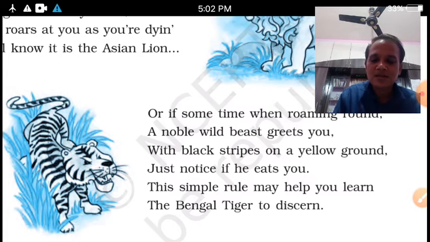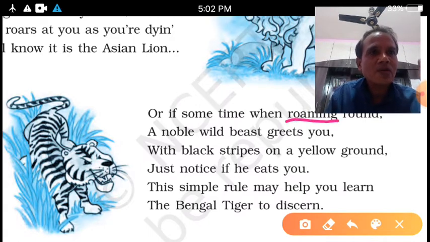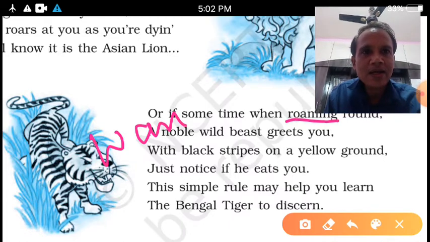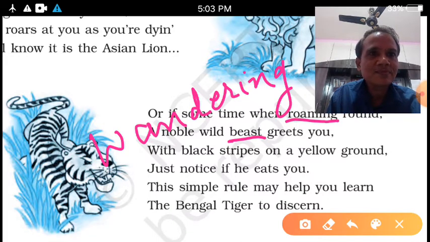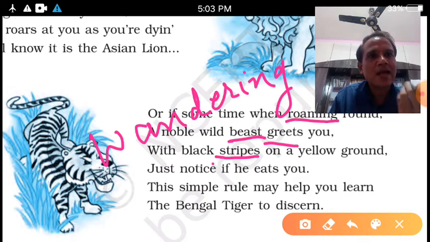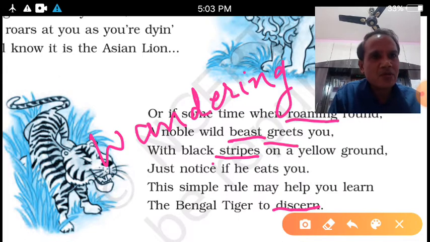Let me see the word meanings in this stanza. Roaming, we call it wandering. Then noble, here we call it royal. Next one, beast, we call it wild animal. Greet, welcome. Stripes, lines. There are so many black lines on the skin, on the body of the tiger. And last one, discern. Discern means recognize or identify.